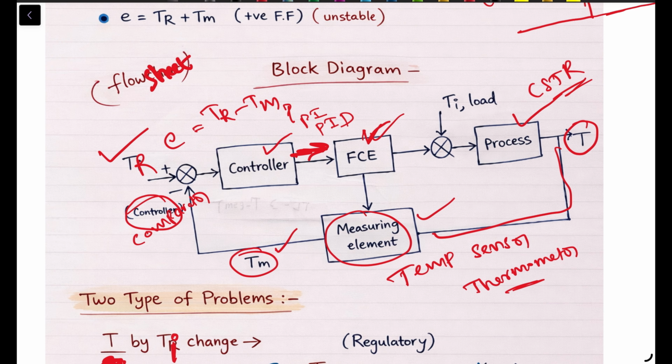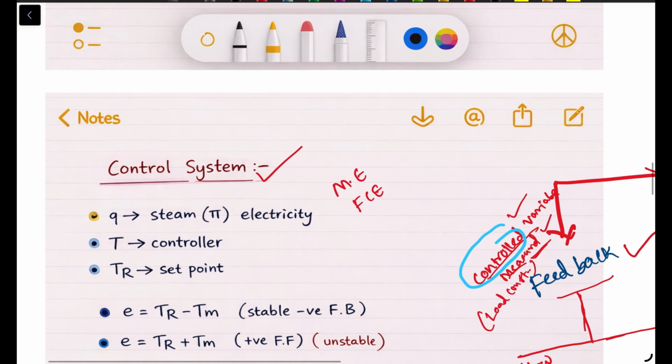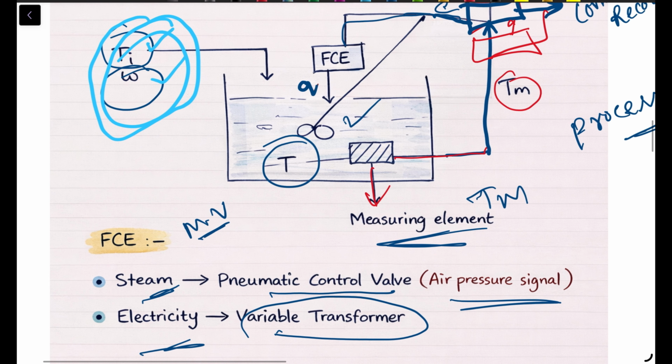Suppose you take an example: it may act like a control valve for steam flow, or maybe a variable transformer for electrical heating. So the FCE adjusts the manipulated variable, which in this case is the heat input Q.